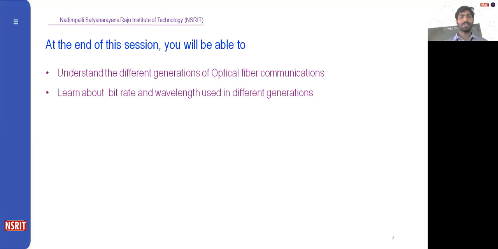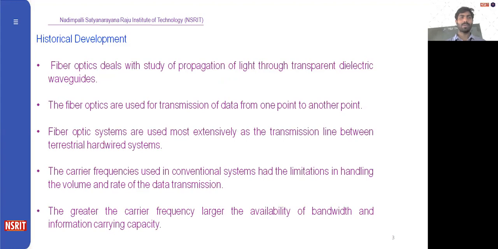By the end of the session, you will be able to learn about the different generations that optical fiber communications have undergone till today. And in those different generations, what are the different bit rates that we have used, what are the different wavelengths that we have used in each and every generation, and what is the development that it has undergone from one generation to another generation.